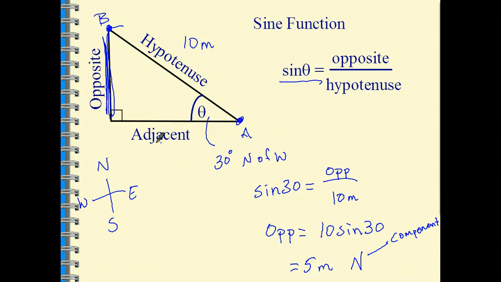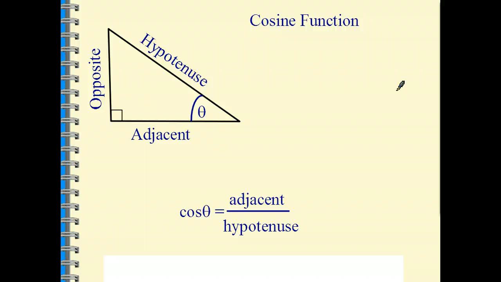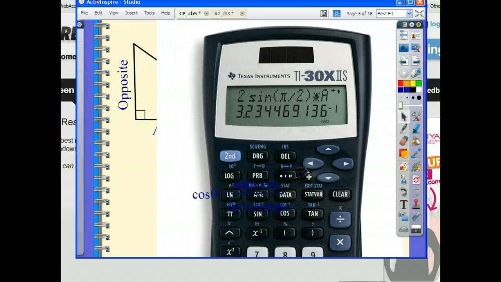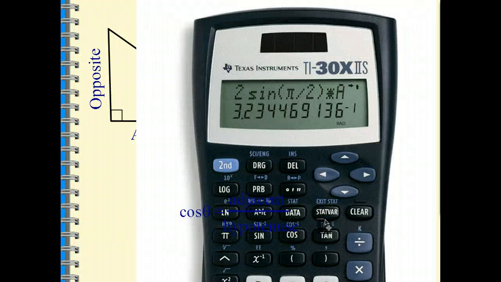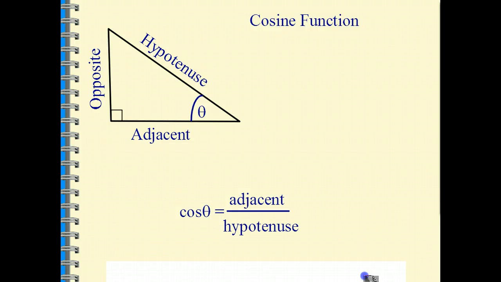Now, we might ask, well, how far did we move west? And if this is 5 meters, we can resort back to the Pythagorean theorem to find 10 squared minus 5 squared will give us our adjacent side squared. But I want to show you another trig function that will give us that same result. And that trig function is called the cosine function. And cosine, once again, can be found on your calculator if you look. It's right next to the sine function, right here in the COS. And cosine is defined such that cosine of an angle is equal to the adjacent side over the hypotenuse.